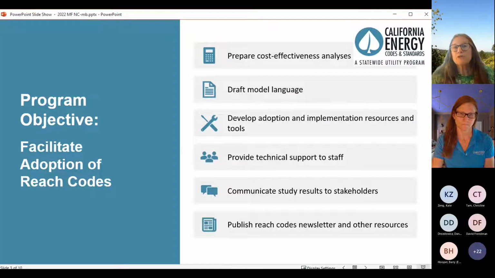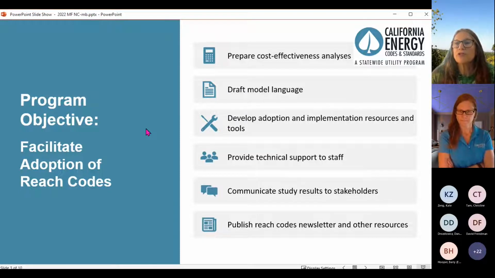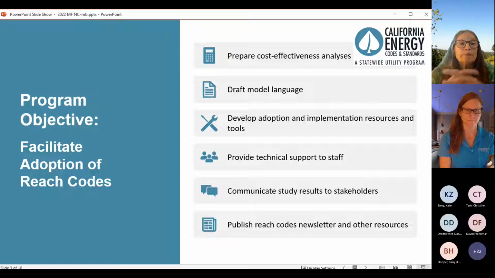As I noted, the REACH Codes program is part of our statewide codes and standards program. Our main objective is to facilitate the adoption of REACH codes to help local jurisdictions do what you'd like to do and accomplish your policy goals. As part of that work, one of the main things we provide is a statewide cost effectiveness analysis, a tool that can help you support informed decision making and your policy decisions and the goals that you'd like to achieve.